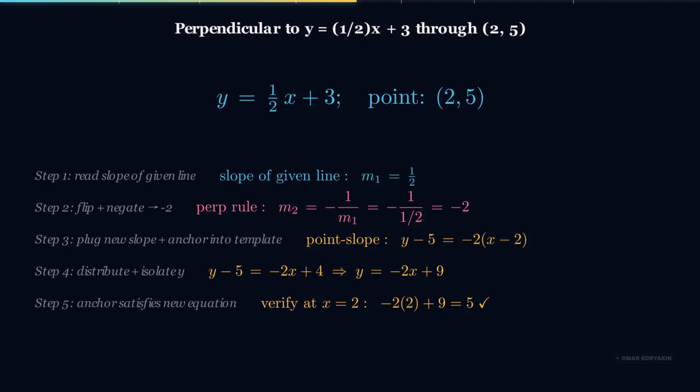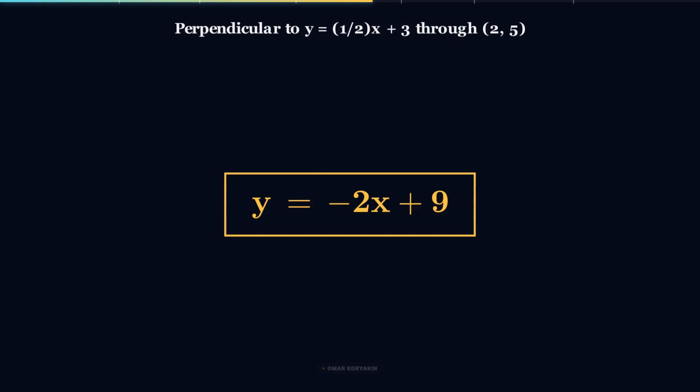Step 5. Verify by checking the anchor point. At x equals 2, y should equal 5. Plug in: y equals -2 times 2 plus 9 equals -4 plus 9 equals 5. Match. Verify the perpendicularity by computing the product of the two slopes. 1/2 times -2 equals -1, exactly as the perpendicular rule requires. So the perpendicular line is y equals -2x plus 9.